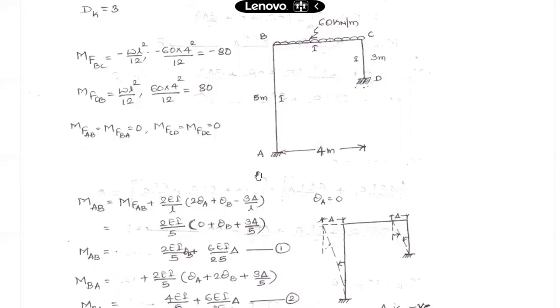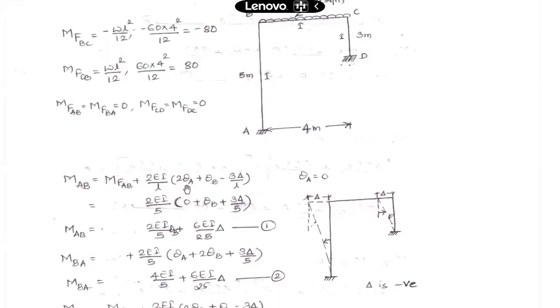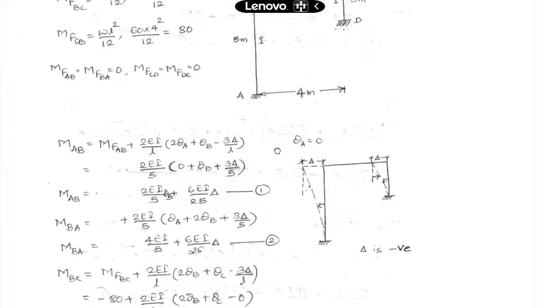Now the slope deflection, when I write it for member AB, will be MAB equal to MFAB plus 2EI by L into 2 times theta A plus theta B minus 3 delta by L. Here A is fixed, it is having a fixed support at joint A, so theta A will remain 0. And then what we get is MAB equal to 2EI by 5 into theta B plus 6EI by 25 into delta. That is the first slope deflection equation.